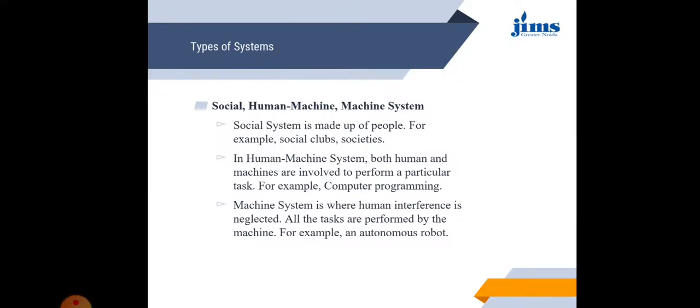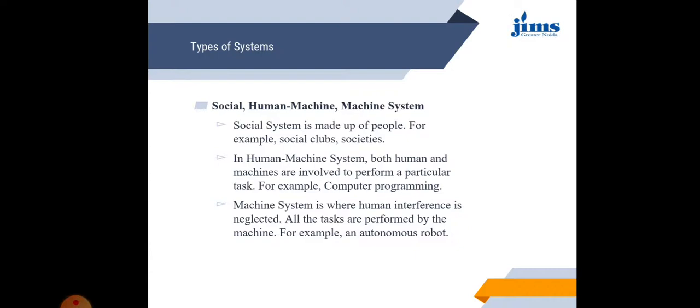Next one is the social, human-machine, and machine system. The social system is made up of people, for example, social clubs and societies. In a human-machine system, both humans and machines are involved to perform a particular task, for example, computer programming. A machine system is where human interference is neglected.